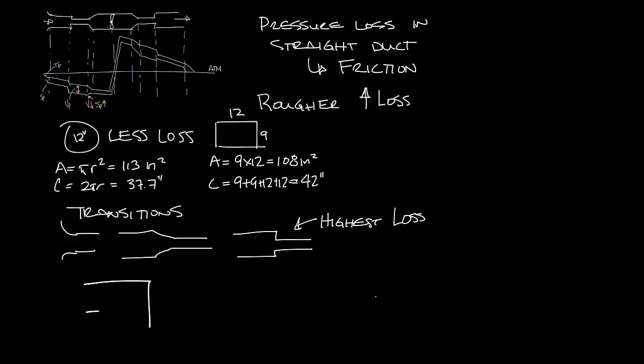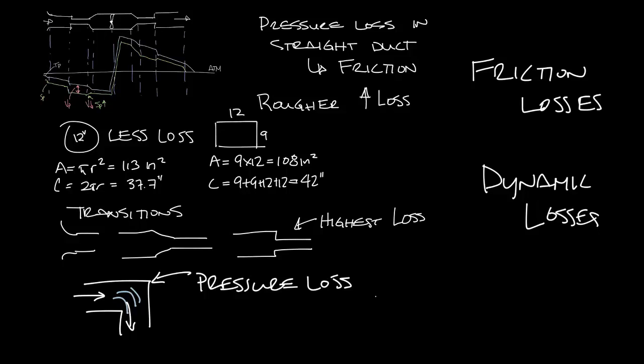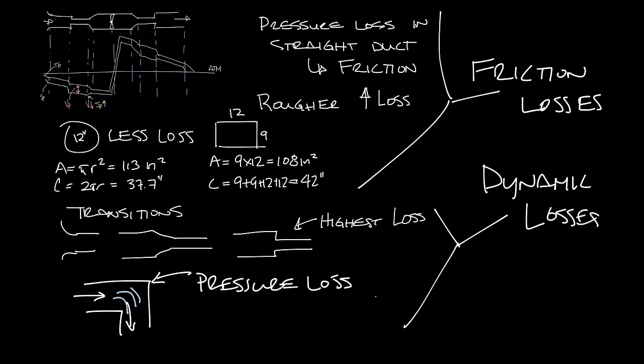Bends in the ductwork will affect pressure drop as well. The harder the bend, the higher the pressure loss. That's why you often see turning vanes in 90-degree bends. They guide the airflow around the corner, reduce the turbulence, which reduces the pressure loss. These pressure losses fall into two categories: frictional losses caused by air moving through the ductwork, and dynamic losses caused by disturbances of the airflow from changes in direction or area. So these top ones would be friction losses, and the bottom ones would be dynamic losses.